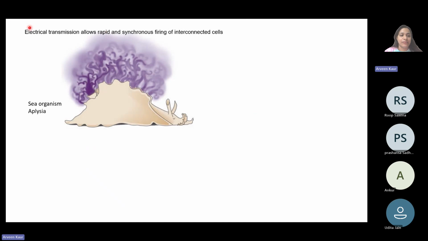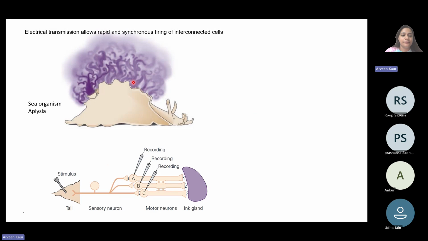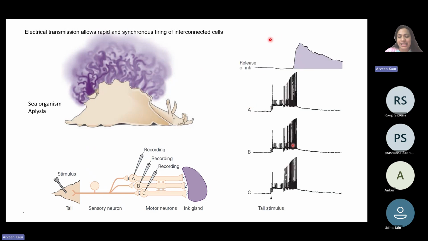Then, electrical transmission allows rapid and synchronous firing of interconnected cells, right? An example is the sea organism Aplysia. It has an ink gland. As soon as it gets a sensory stimulus that it has to defend itself from something, all of a sudden this electrical transmission of the signal occurs, due to which the ink gland almost instantaneously releases ink, so that the predator will be lost, or confused, right?